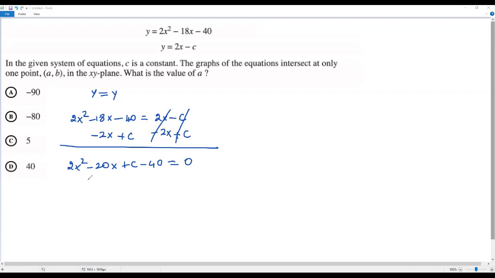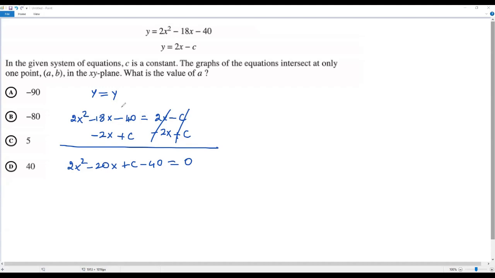Usually when we solve a quadratic equation, we get two values for x. But in some quadratic equations, we get only one value, that is, we get two values but both values are the same. Here, according to the information, the graphs of these two equations intersect at only one point. So even if I solve this quadratic equation, I'll get only one value for x, that is, two values for x and both equal. But to solve this quadratic equation, I must know the value of the unknown constant c. So how do I find the value of c?